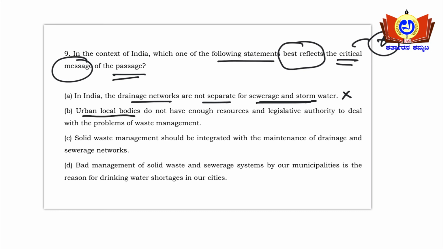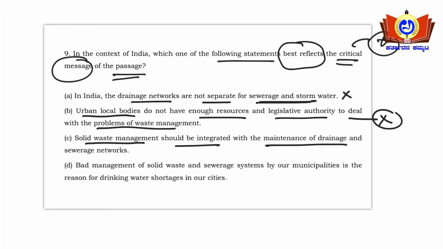Urban local bodies do not have enough resources and legislative authority to deal with the problems of waste management. Nowhere in the passage is it telling about the urban local bodies and their resources and their legislative authority. So option B also can be eliminated, my dear friends. Solid waste management should be integrated with maintenance of drainage and sewerage networks. So the passage is speaking about the problem here. Okay, what are drains for and how the solid waste management should be carried out. Hence, till now option C is the most probable option. I shall check option D also.